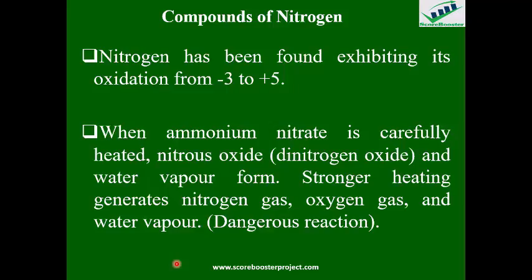How to produce the simplest nitrogen compound, that is nitrous oxide. Nitrous oxide is nitrogen 1 oxide, that is when the oxidation number of nitrogen is 1, N2O. It is produced from ammonium nitrate. When you heat ammonium nitrate, you produce nitrogen 1 oxide, that is dinitrogen oxide, and water vapor forms. If you continue the heating, then we have nitrogen gas, oxygen gas and water vapor.